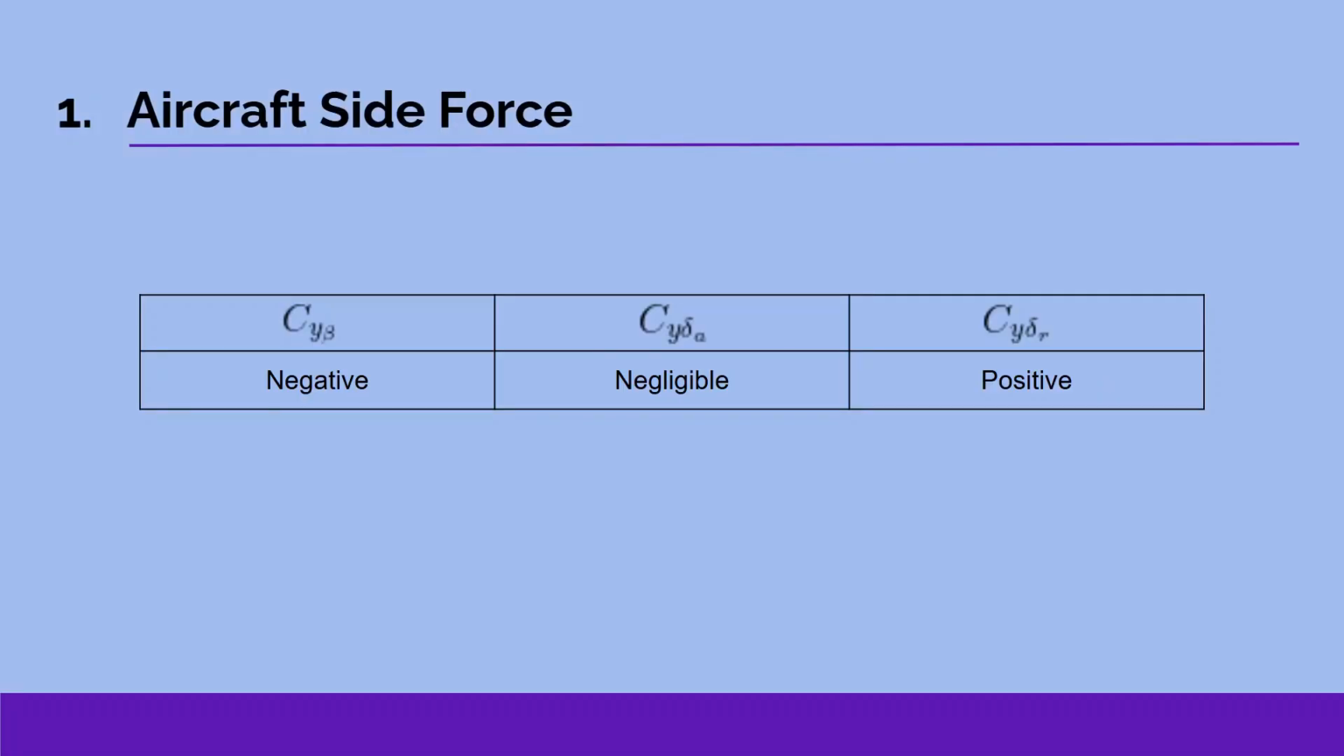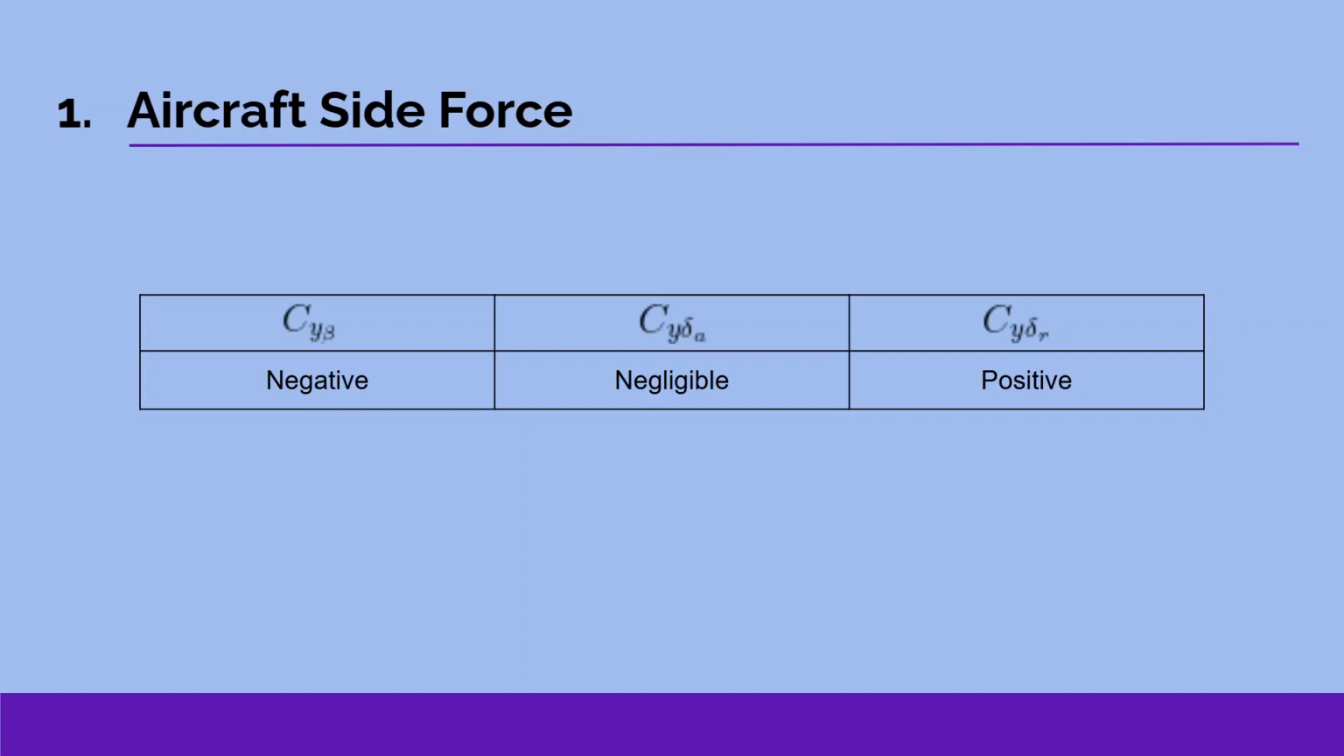So Cy beta is essentially how much of a change in the side force coefficient you're going to have for a given change in beta, and that is usually negative. So that means that for a positive beta, or coming from the right, you're going to have a negative side force. And for a negative beta, or coming from the left, you're going to have a positive side force.